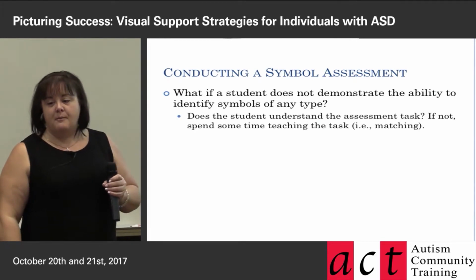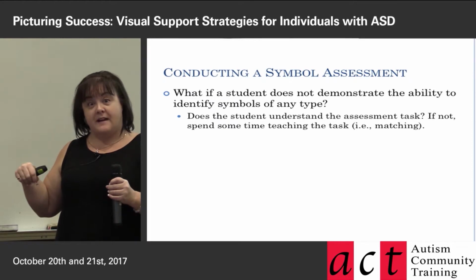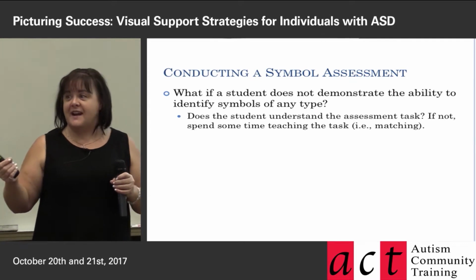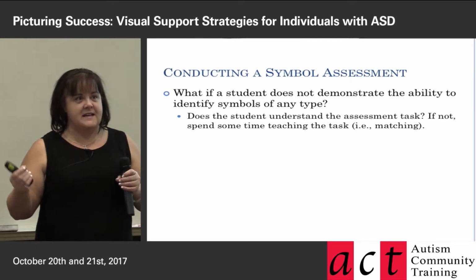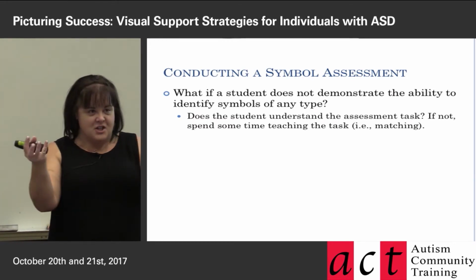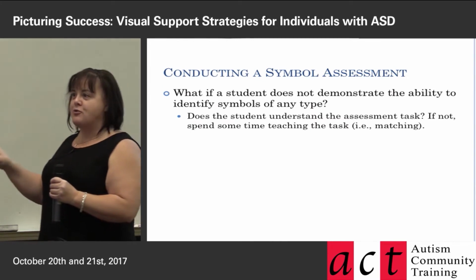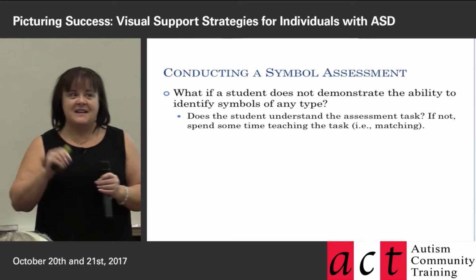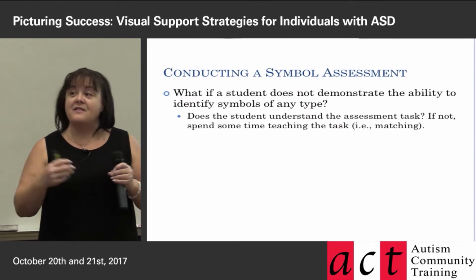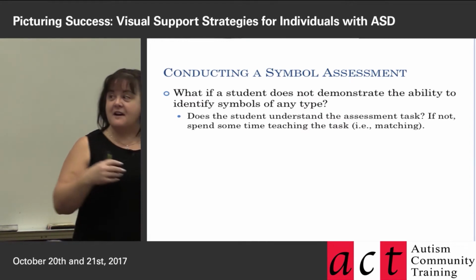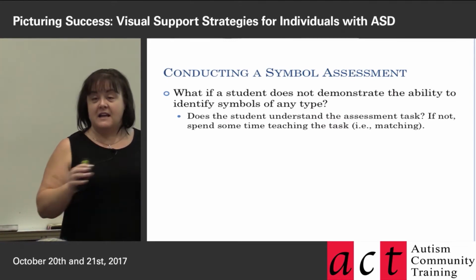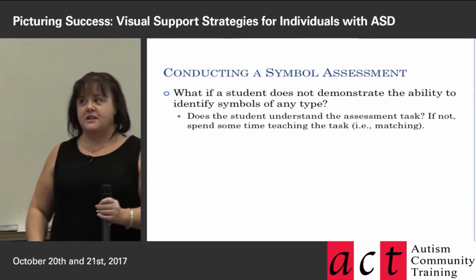In that case, I want to check a couple of things before I make the final determination that they don't get it. I'm going to make sure the student actually understands the assessment task. Is it that he really doesn't know how to match ball to ball, that he doesn't know they're the same thing? Or is it that he doesn't know how to match, period? If he does not know how to match, period, I might spend a little time teaching matching and then symbol assess again to see if he's now able to do it. If yes, great. If not, then we might have to use objects.